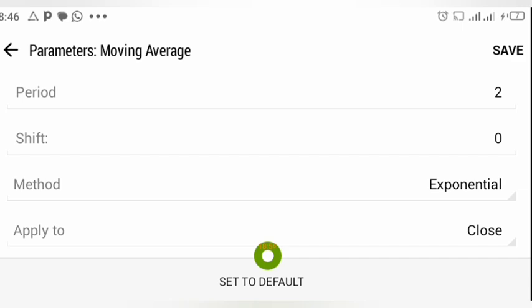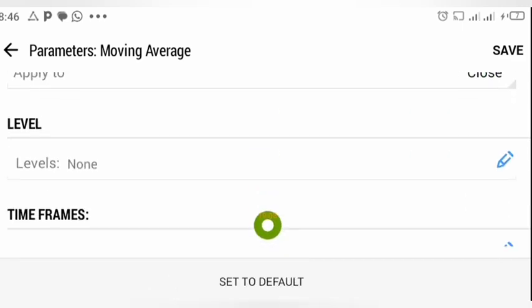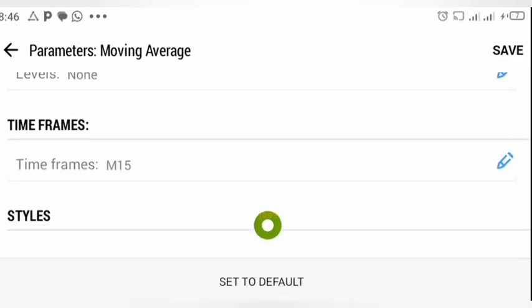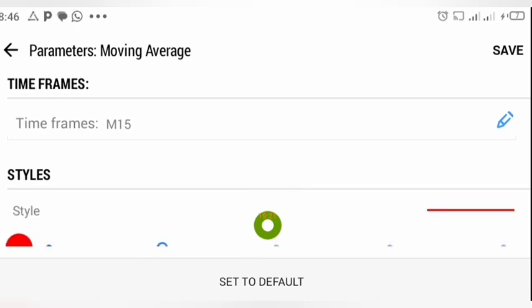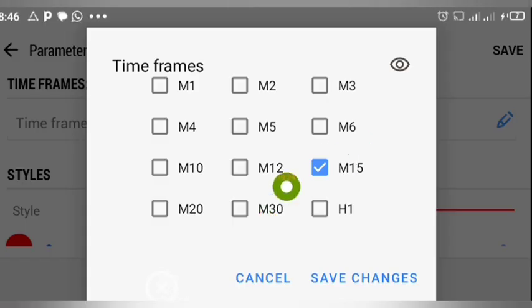It's not simple. The 10 or the 9 is simple, but the 2 is exponential moving average. So you're going to use exponential moving average. You're going to choose close. Now the time frame is going to be only 15 minutes time frame. It will only appear at 15 minutes time frame. Don't choose any other time frame. So you just go here and you click only 15 minutes time frame.